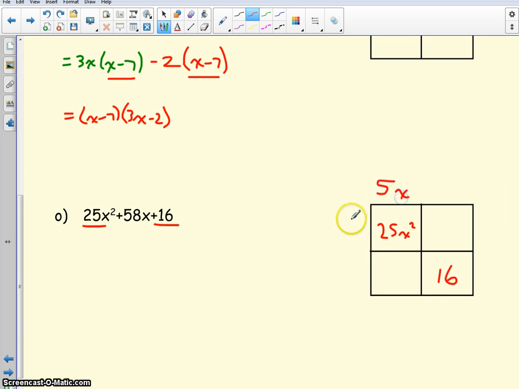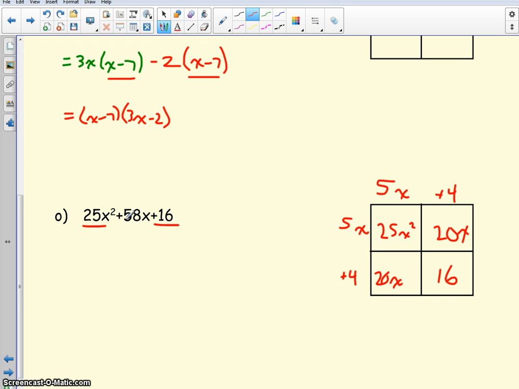So I'll try 5x and 5x. And here, I'm going to try positive 4 and positive 4 because we have to add to a positive here. And that's going to give me 20x and 20x. So that adds to 40x, which is not the 58 here. So even though it looks like it could be a perfect square trinomial, this one is not.